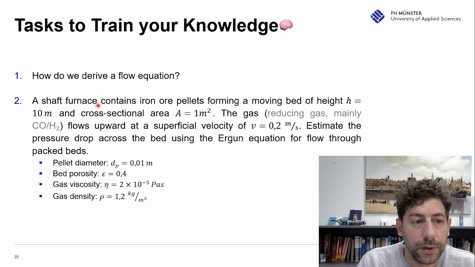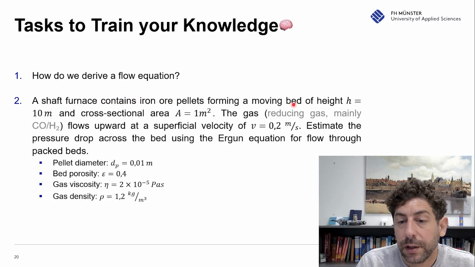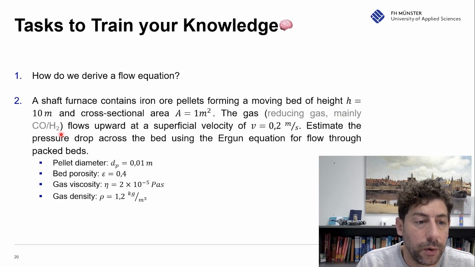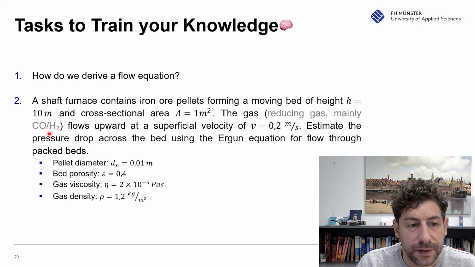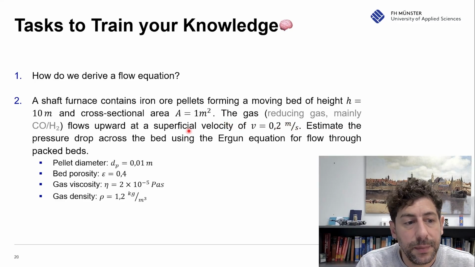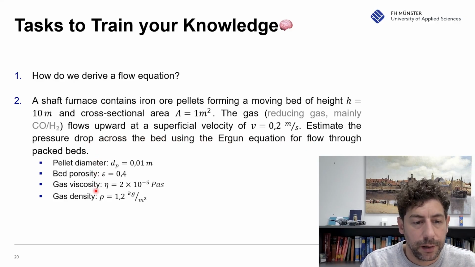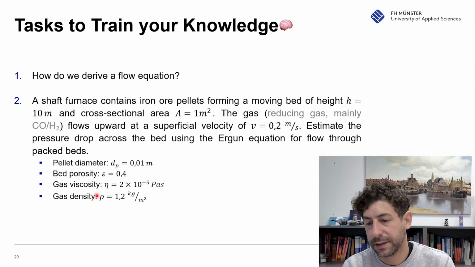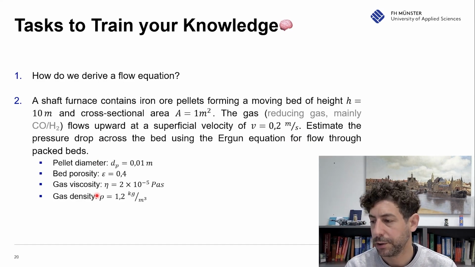We have a shaft furnace that contains iron ore pellets forming a moving bed of height h, 10 meters, and a cross-sectional area of 1 square meter. The reducing gas, mainly CO, CO2 and hydrogen, a mixture, flows upwards at a superficial velocity of 0.2 meters per second. Estimate the pressure drop across the bed using the Ergun equation for the flow through packed beds. So here are the numbers, and this is a very simple exercise to just apply the Ergun equation we derived.